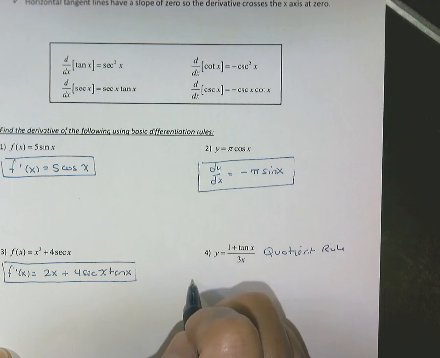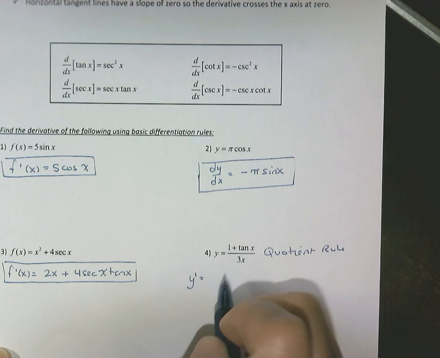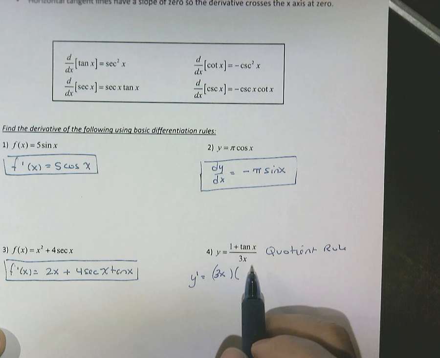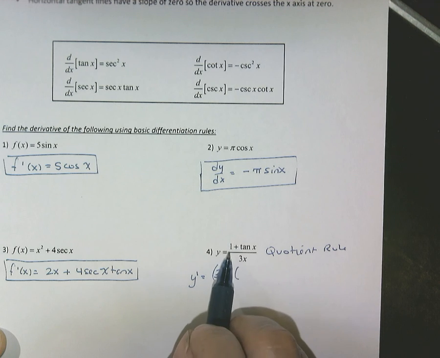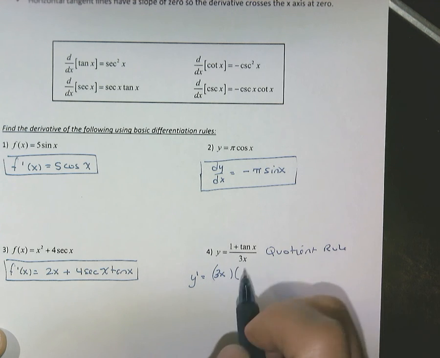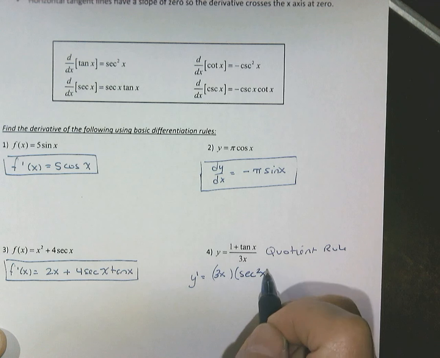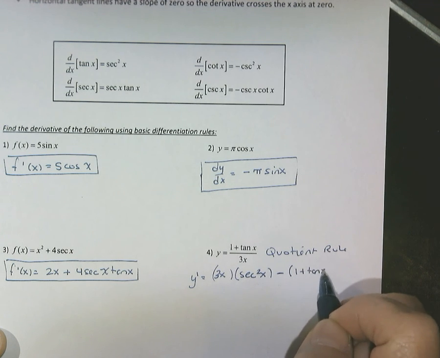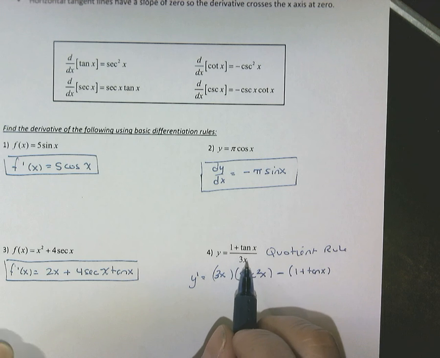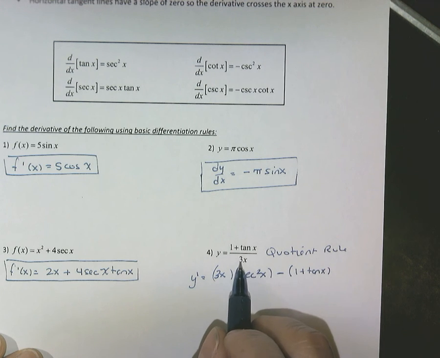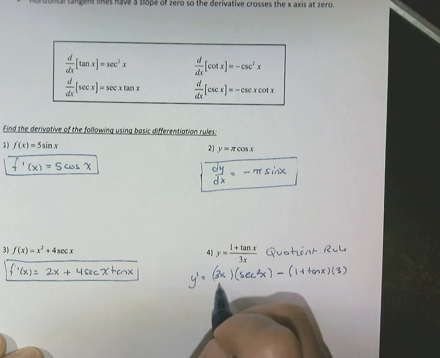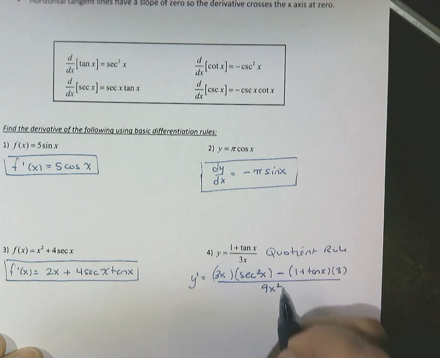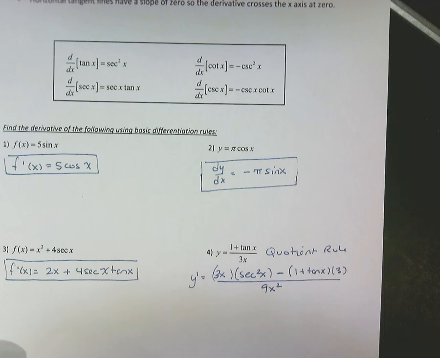So the quotient rule, I'm going to take the denominator, multiplied by the derivative of the numerator. So the derivative of 1 is 0. The derivative of tangent x is going to be secant squared x. Minus the numerator times the derivative of the denominator. So the derivative of 3x is 3, over the denominator squared. So 3x multiplied by 3x is 9x squared.